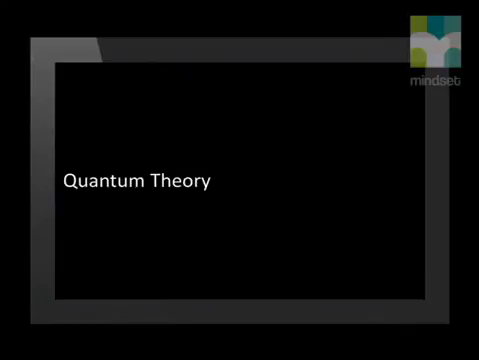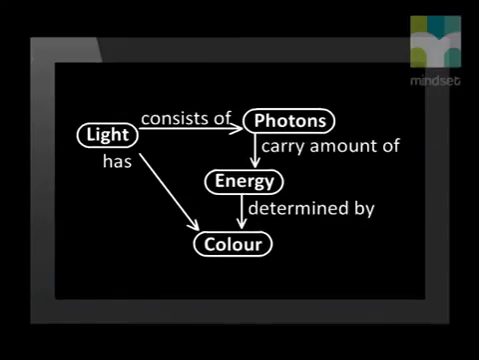Einstein's explanation also established quantum theory, which refers to energy being quantized. This means that energy exists in discrete packages. Values in between these packages are impossible. Each photon carries a certain number of packages, quanta of energy. This is determined by the color of the light.